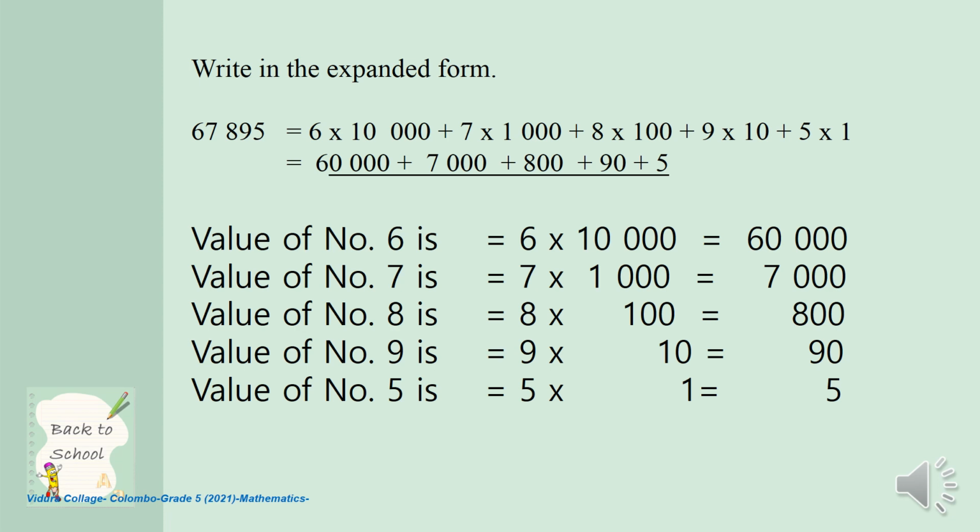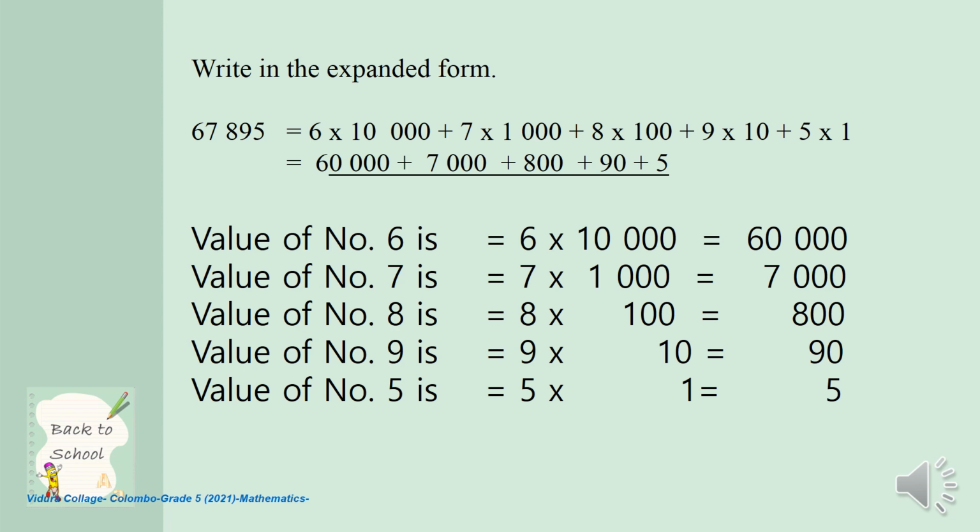67,895. So how to find the values of each digit? Let's take the first digit 5. The value of number 5 is 5 multiplied by its own place value. Place value is units, that means ones. 5 into 1 is 5. The value of number 9 is 9 into 10, 90. 10 is the place value. The value of number 8 is 8 into 100. 100 is the place value, 800.